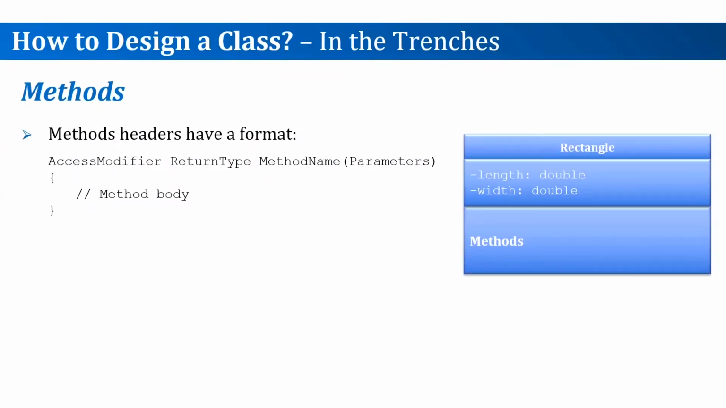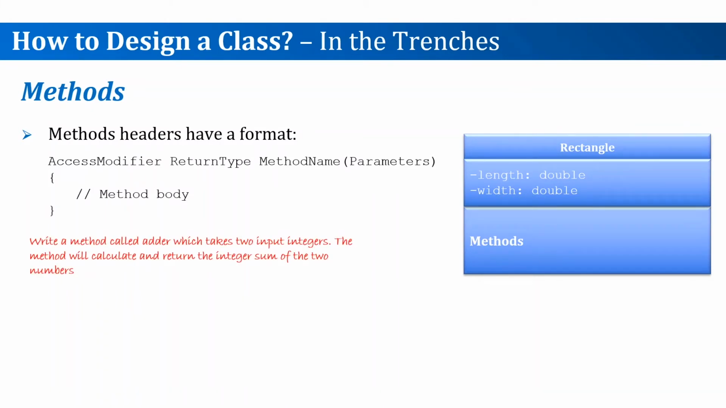Excellent. Let's define some methods then. To declare a method, you need to use its header format. The header includes the access modifier, public, private, or protected. It also includes a return type, a method name, and parameters. To understand these new terms for us, let's take a very simple example. Assume that you want to write a method called adder that accepts two integer numbers, a and b, and it returns or outputs the sum c of the two numbers.